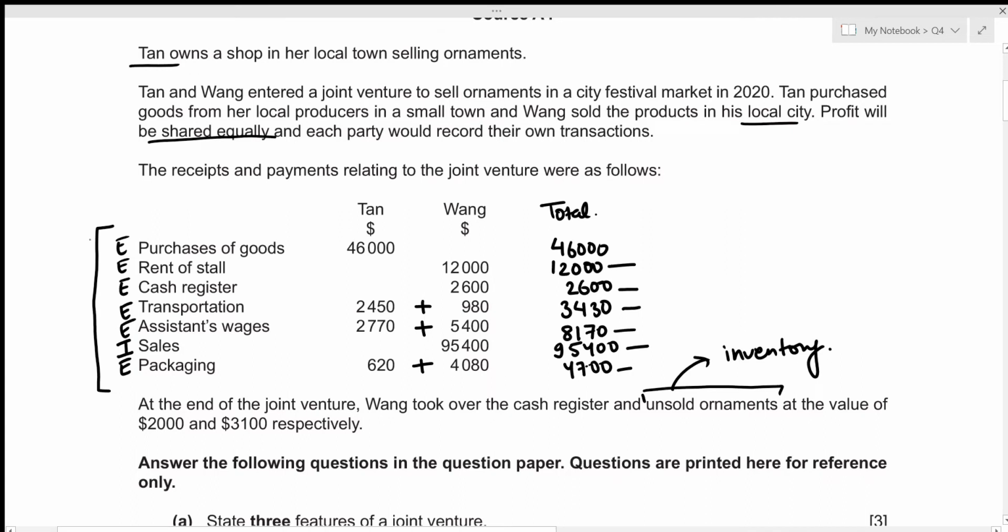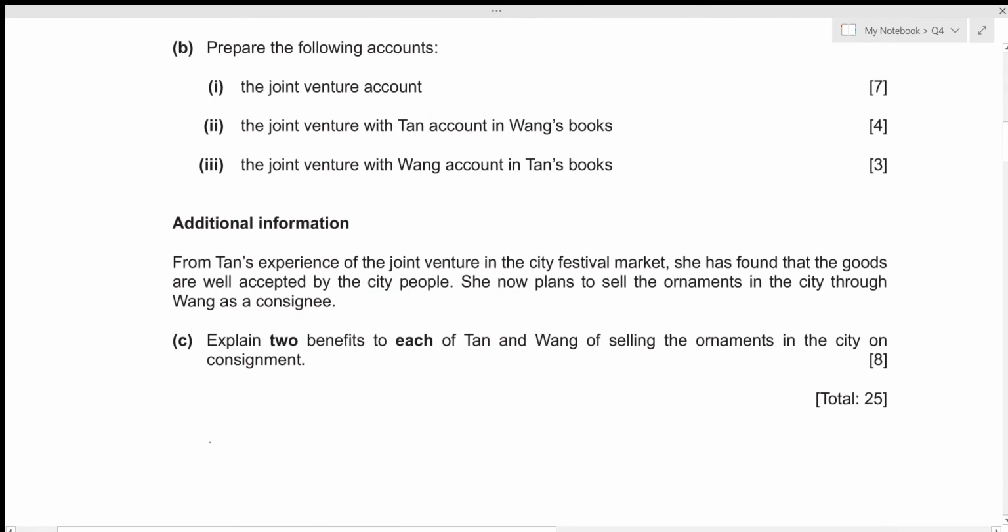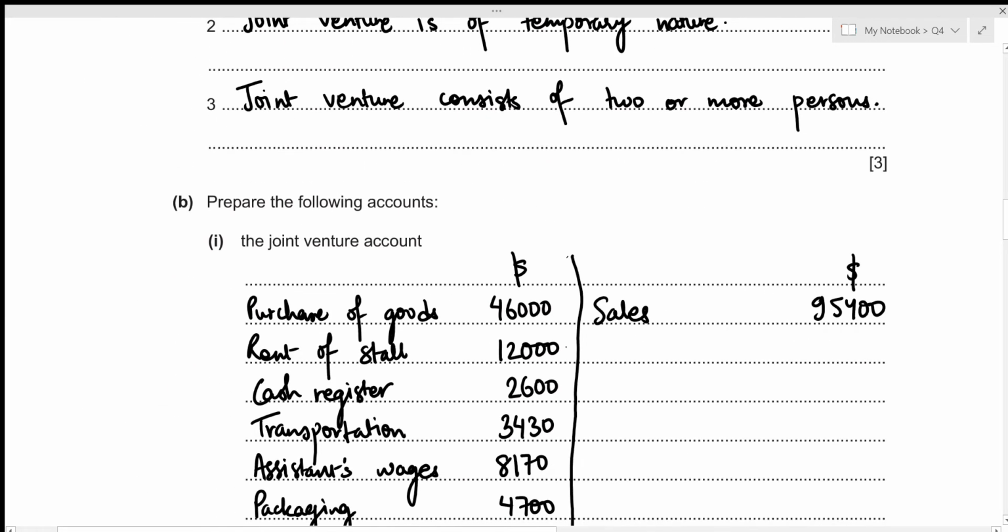We already recorded all of these information, so now we move on to this one. At the end of the joint venture, Wang took over the cash register at the value of 2,000. So while Wang took over the cash register, he actually paid the amount of 2,000 into the joint venture, which means that this 2,000 acts as an income to our joint venture, right? So this must be recorded on our credit side under the heading of cash register taken over. Let's do that. So that's cash register taken over by Wang at the value of 2,000, which acts as an income to our joint venture.